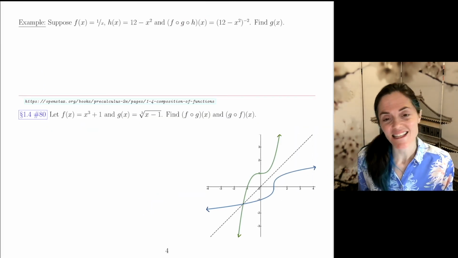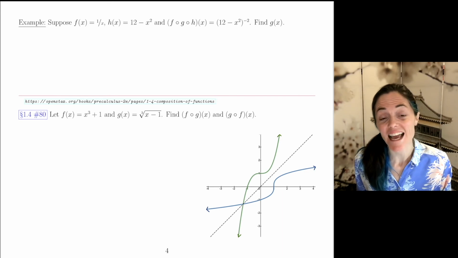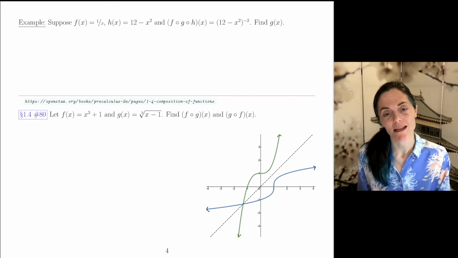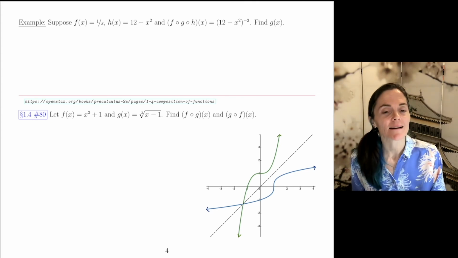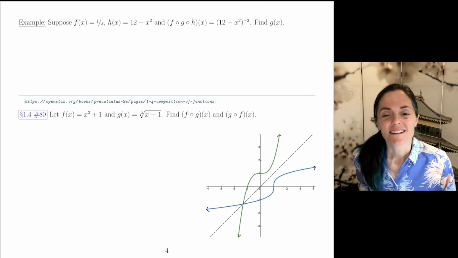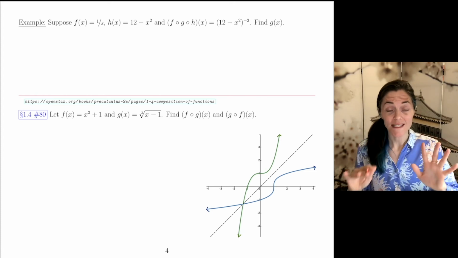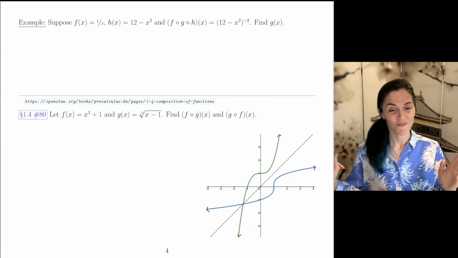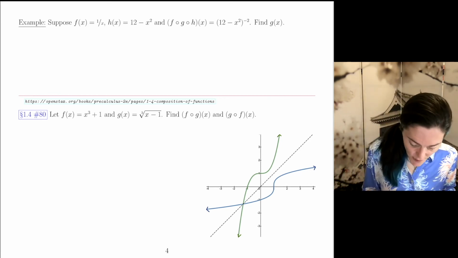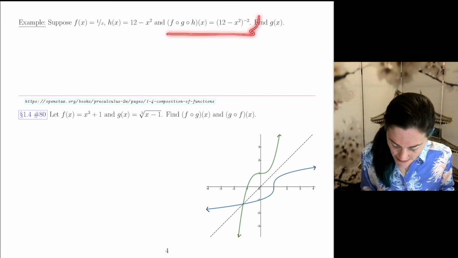Well, this next one is a little bit challenging, but it is so fantastic to think about, and I think it's quite fun. Here, we are given the composition of 3 functions, and we're given 2 of them. So f compose g, compose h is this.